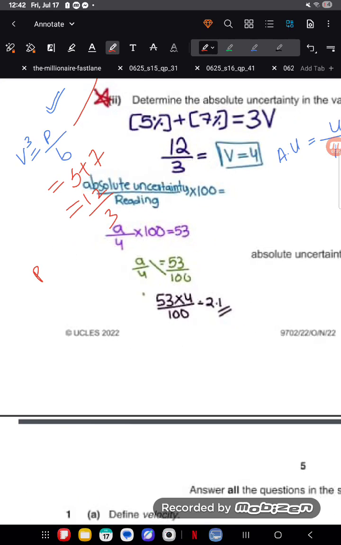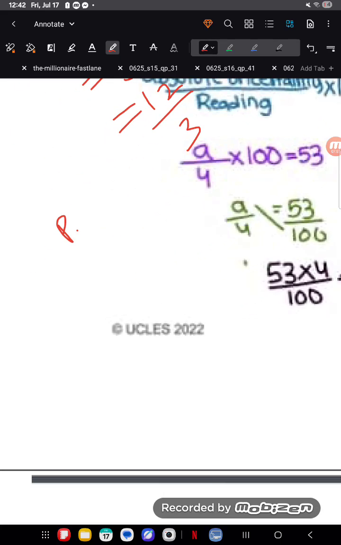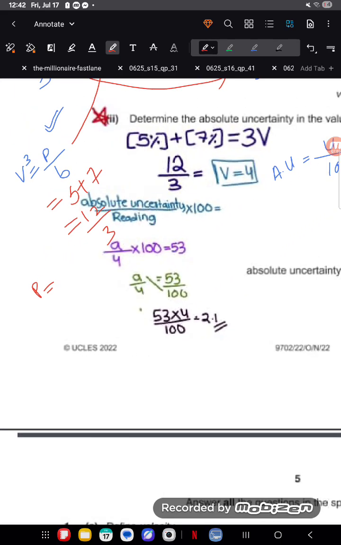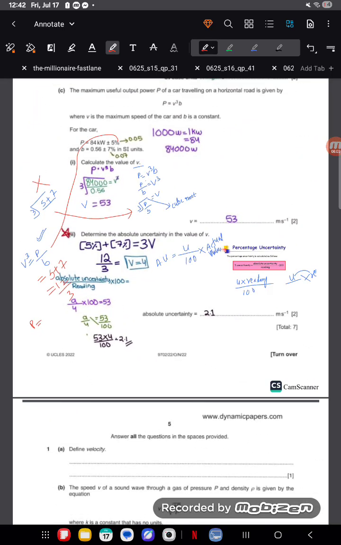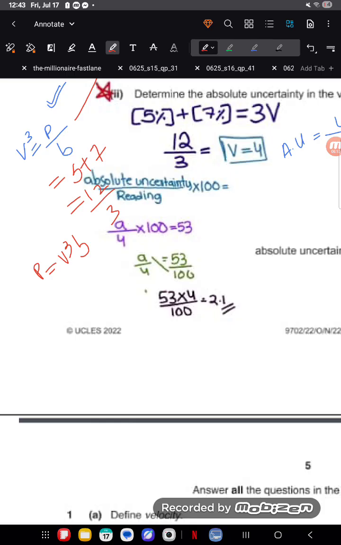If it was like this, if V was not the subject but P was the subject, your answer would be different. If suppose P was the subject, your question will be like 3V. Now this is a power, right? This is a power now.